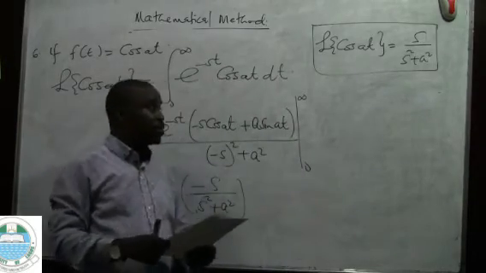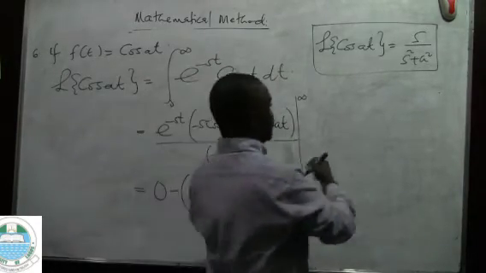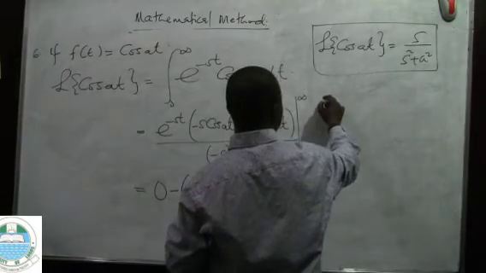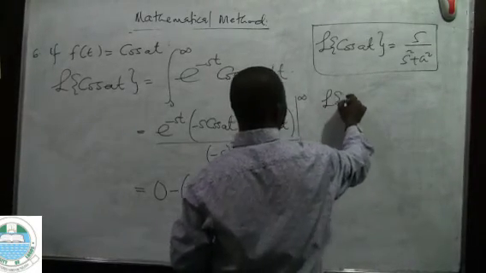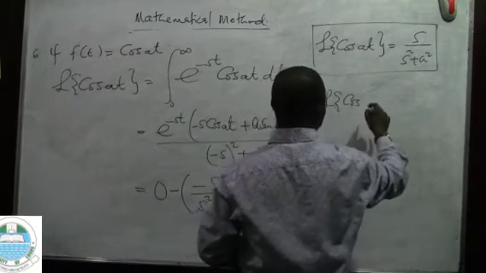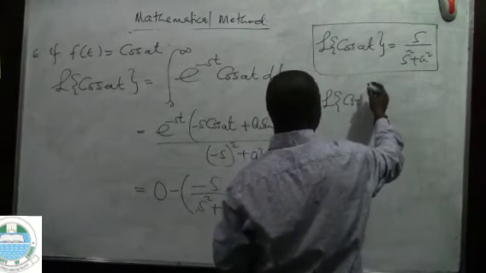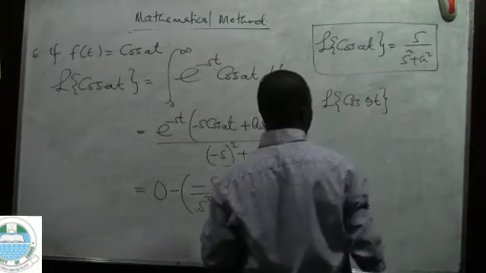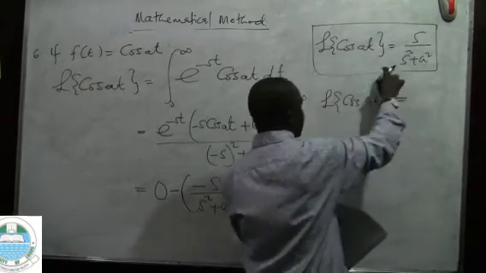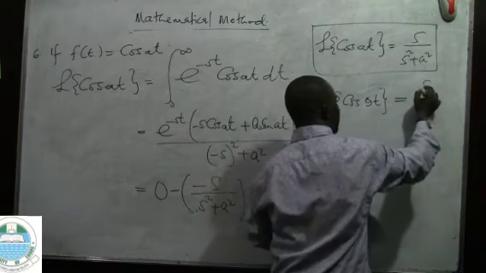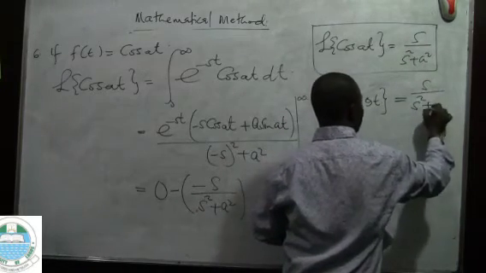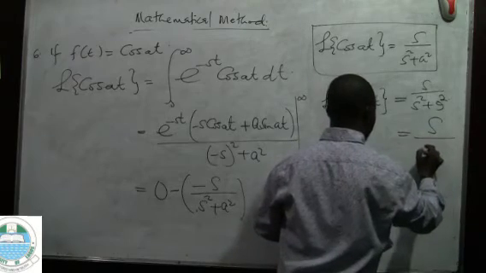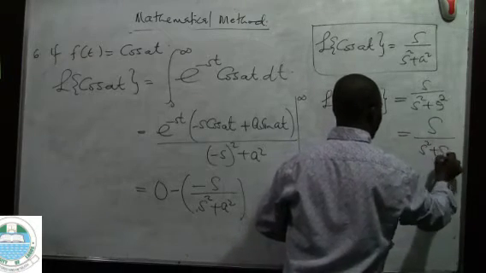And finally, before we take the final one, let us take an example. Suppose we have the Laplace of cos 9t. What will the final answer be? The final answer is s divided by s squared plus 9 squared, and that gives s divided by s squared plus 81.